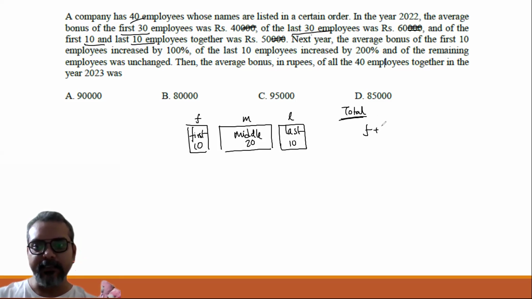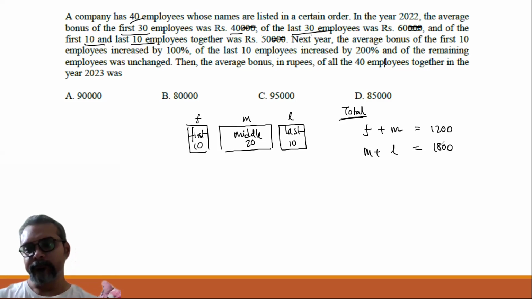So we are just going to write down the relationships for the total salary. For F and M together, the total salary of the first 10 people plus the middle 20 people, F plus M is 40 times 30, that is 1200. Then the last 30 employees was 60, so that means M plus L is 60 times 30 again. And finally, the first 10 and the last 10, so F plus L, that is 20 employees at 50.